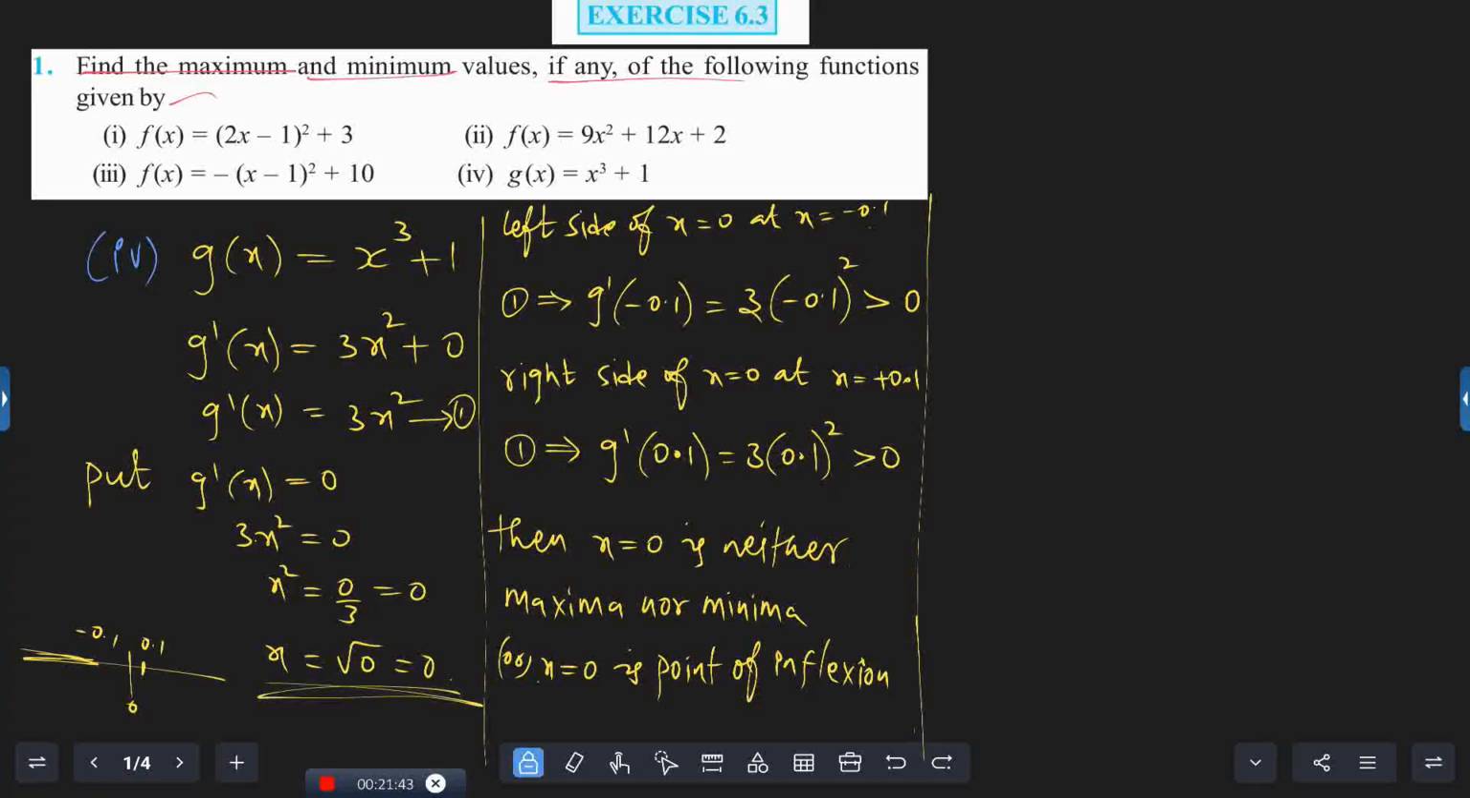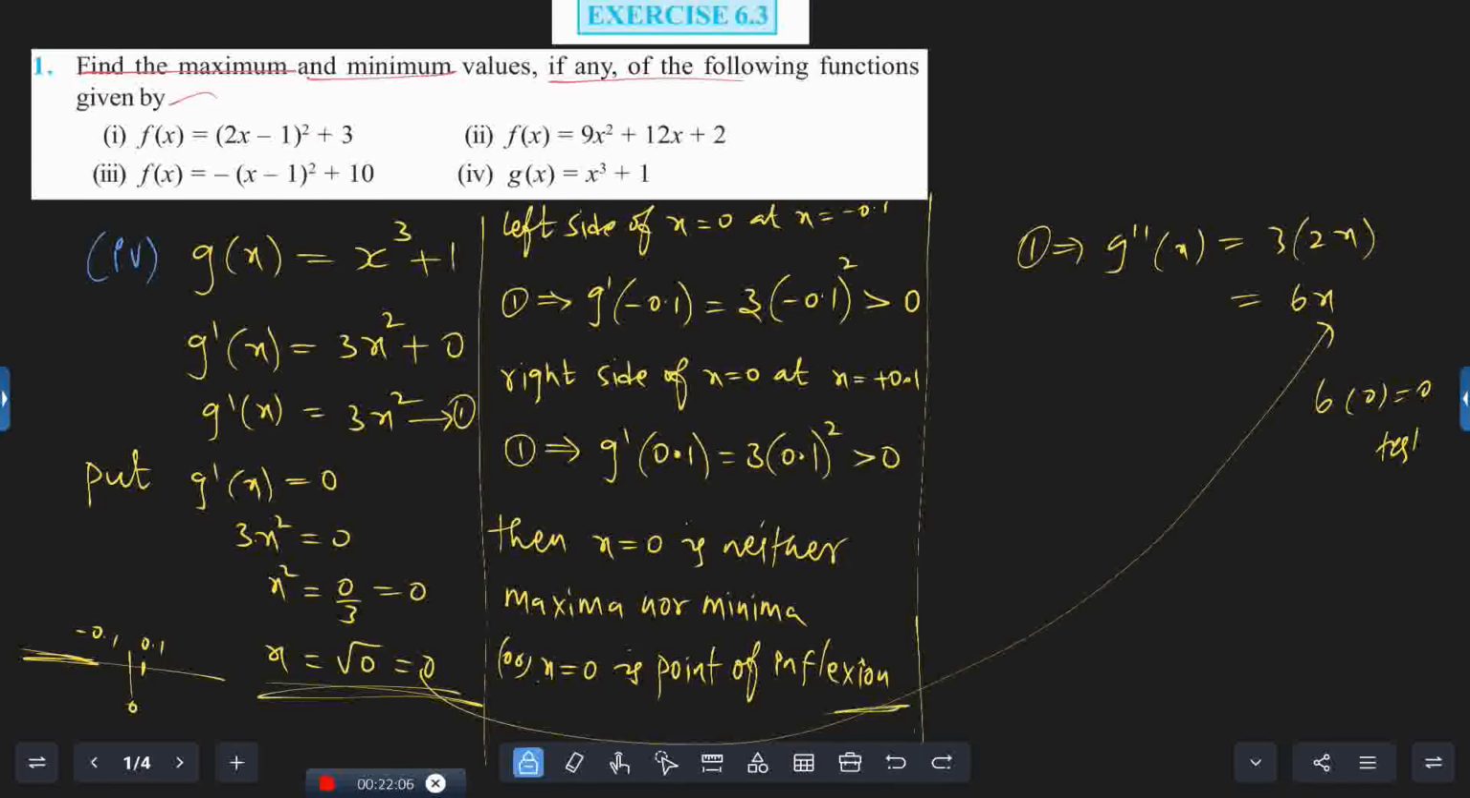Point of inflection. Children, suppose you are trying the double derivative, you have to differentiate once more. The double derivative is equal to 3 into x square derivative, 2x. What will you be getting? 6x. If you substitute the x value here, 6 into 0 is equal to 0, test fails. Again you have to come back to the first derivative test.